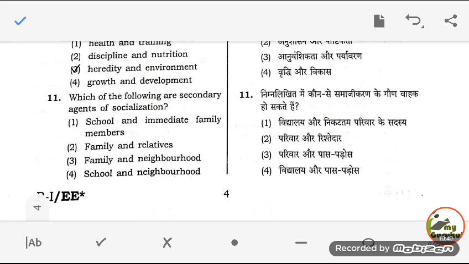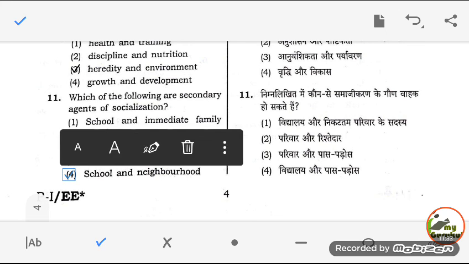Which of the following are secondary agents of socialization? Socialization is a process through which people learn how to behave and relate with others. Secondary socialization involves learning what is considered fitting behavior as a member of a particular group within society. In schools, apart from acquiring knowledge and skills, children learn how to follow instruction and obey those in authority. Individuals also learn social skills from their peers. So the right option is school and neighborhood.